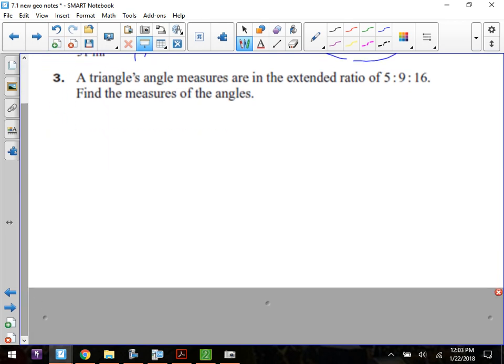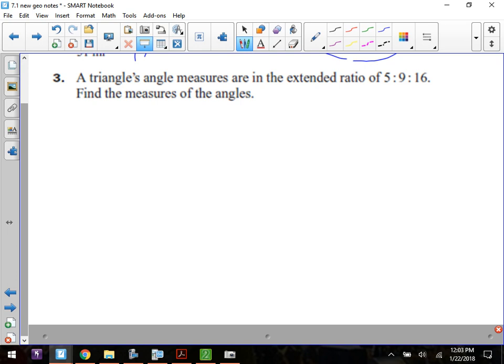The other thing that we will do is this. It's called an extended ratio. An extended ratio means when you have more than 2 things being compared. If it says that the triangle's angle measures are in an extended ratio of 5 to 9 to 16, that means there's some sort of multiplier to each one of them. This idea works for sides, for perimeter, and for angles in triangles. We can do this with really any shape because we can get the sum of the interior angles.